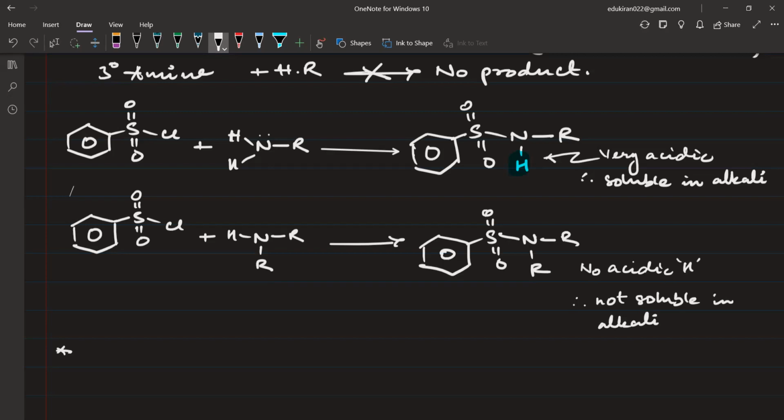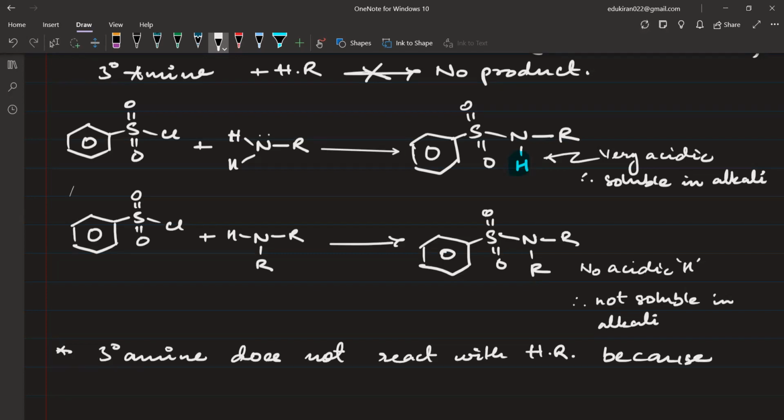Now since 3 degree amine will not have any hydrogen attached to the nitrogen atom, that is why it does not react with Hinsberg reagent. So 3 degree amine does not react with Hinsberg reagent because they do not have any hydrogen on nitrogen.